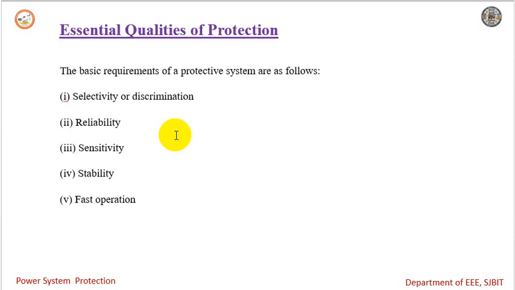We see that the protective relay must be able to discriminate between those conditions for which instantaneous tripping is required and those for which no operation or time delay operation is required. So the relay should discriminate whether instantaneous tripping is required, or no tripping is required, or a time delay tripping is required. So that is about selectivity or discrimination.